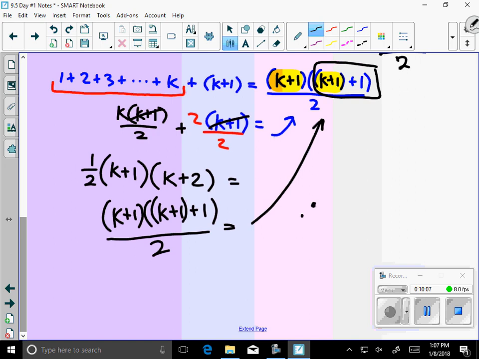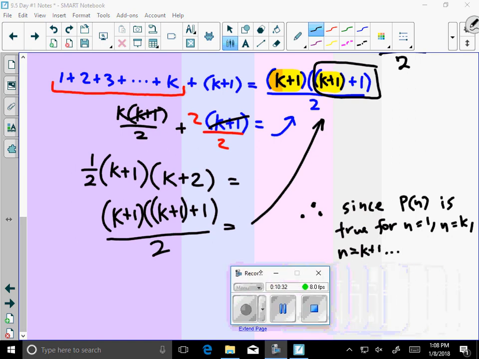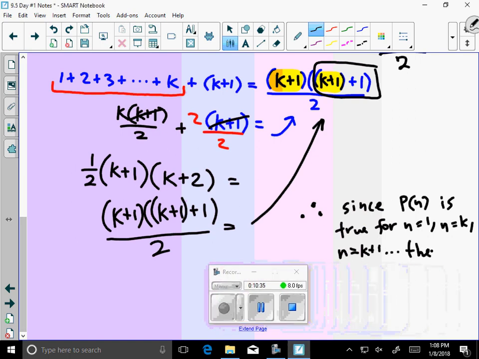So I've proved it. Therefore, since P of n, now I'll tell you what that is in a second, is true for n equals 1, n equals k, and n equals k plus 1, then P of n is true for all n greater than or equal to 1 by math induction.